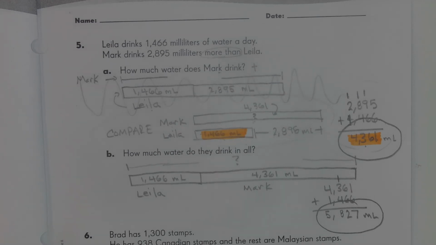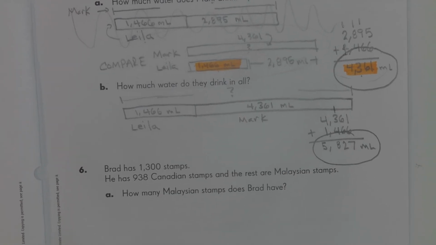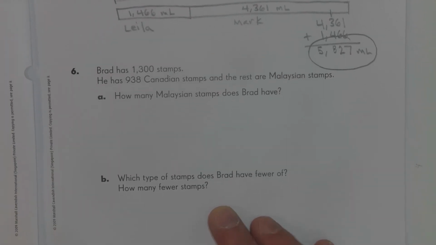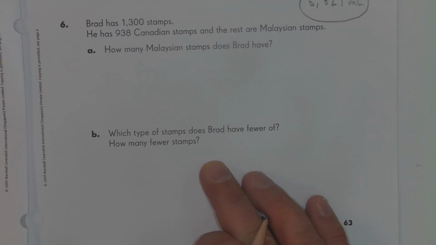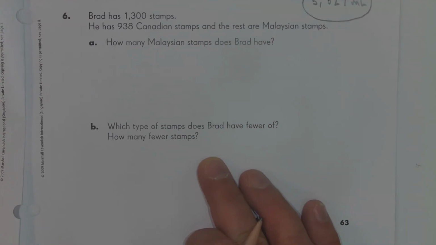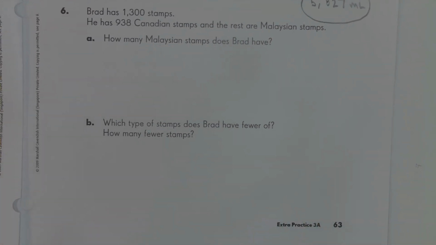But I am going to move on to number 6, and we're just going to read it. And then I'm going to pause the video, and you're going to see if you can figure out how to set these up yourself. And again, like I showed you before, don't be afraid to make mistakes. Don't be afraid to cross things out or erase things. That's okay. You're not going to do it perfect the first time every time.